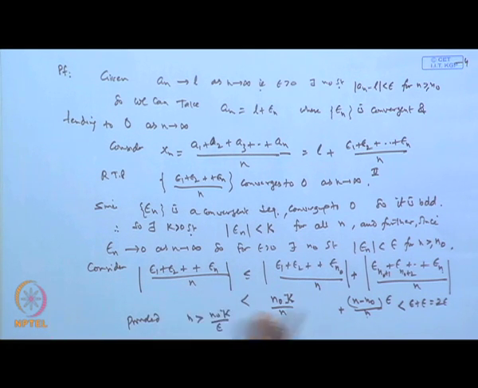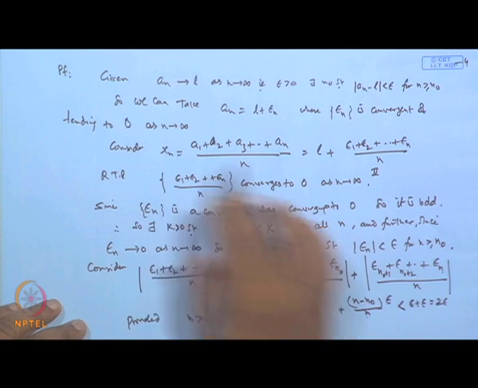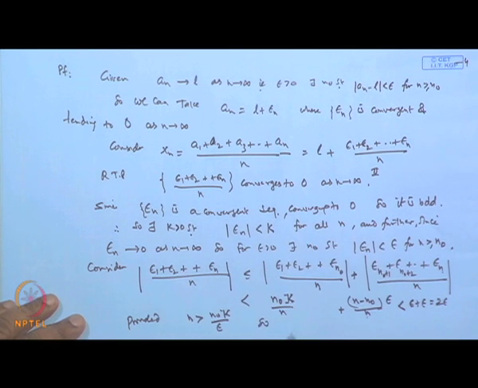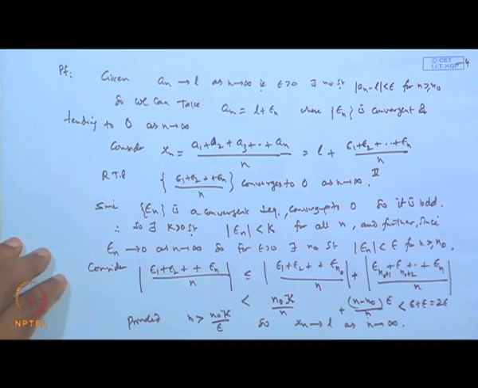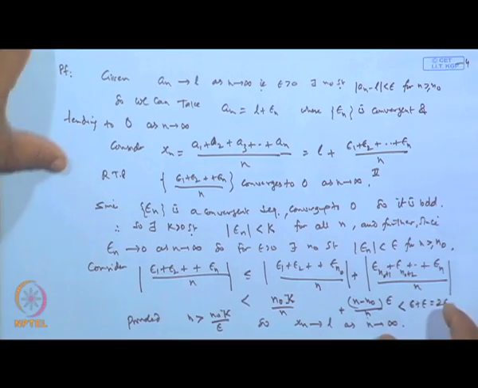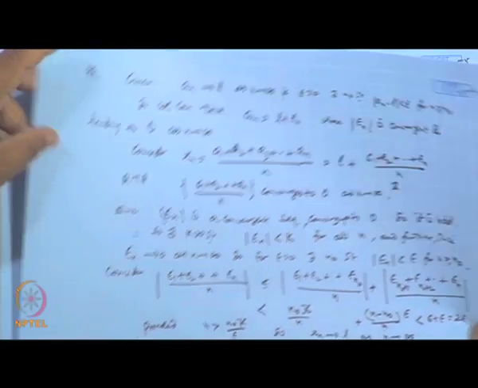Then once it goes to 0, this sequence x n will go to L. So, x n will go to L as n tends to infinity. Is it okay? That is right. This is the first Cauchy theorem on the limits.